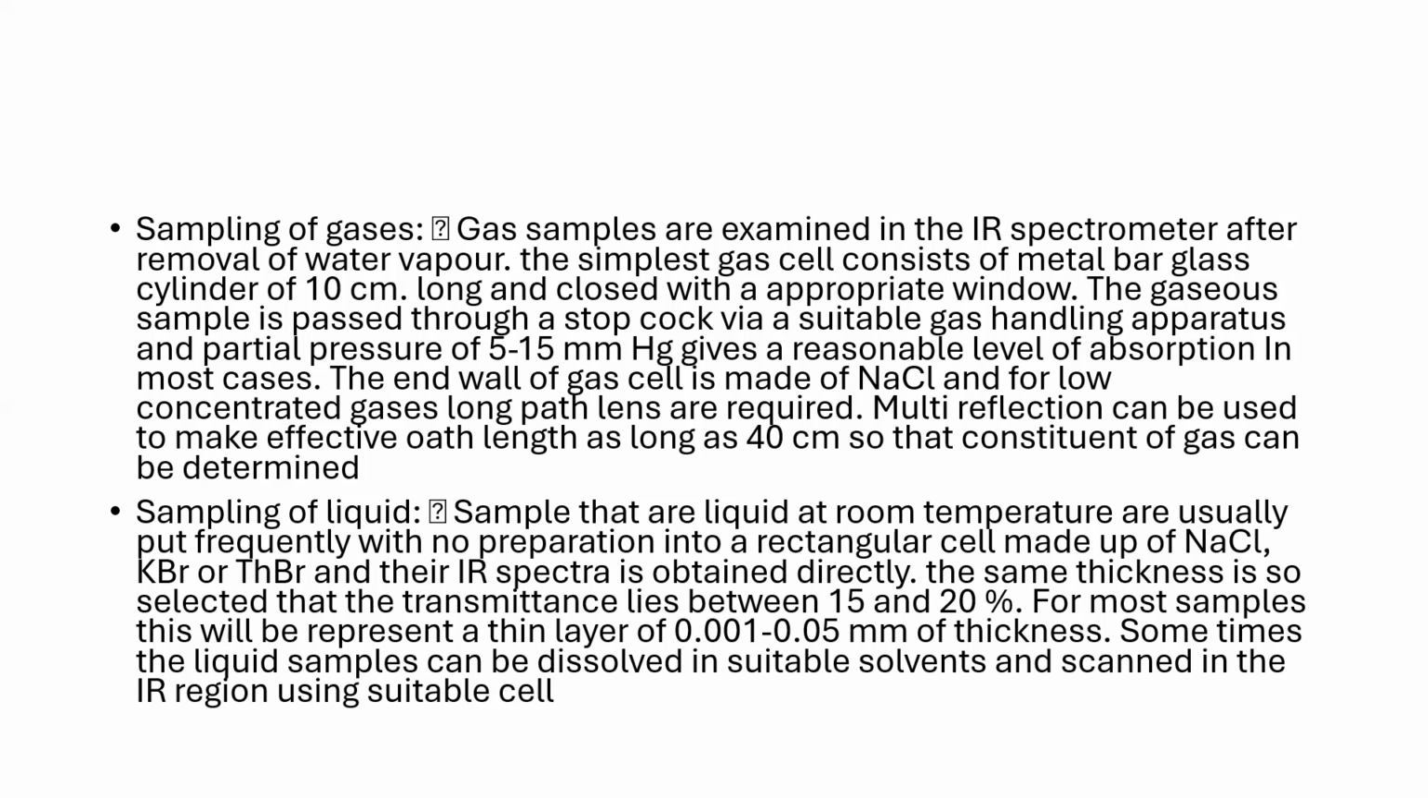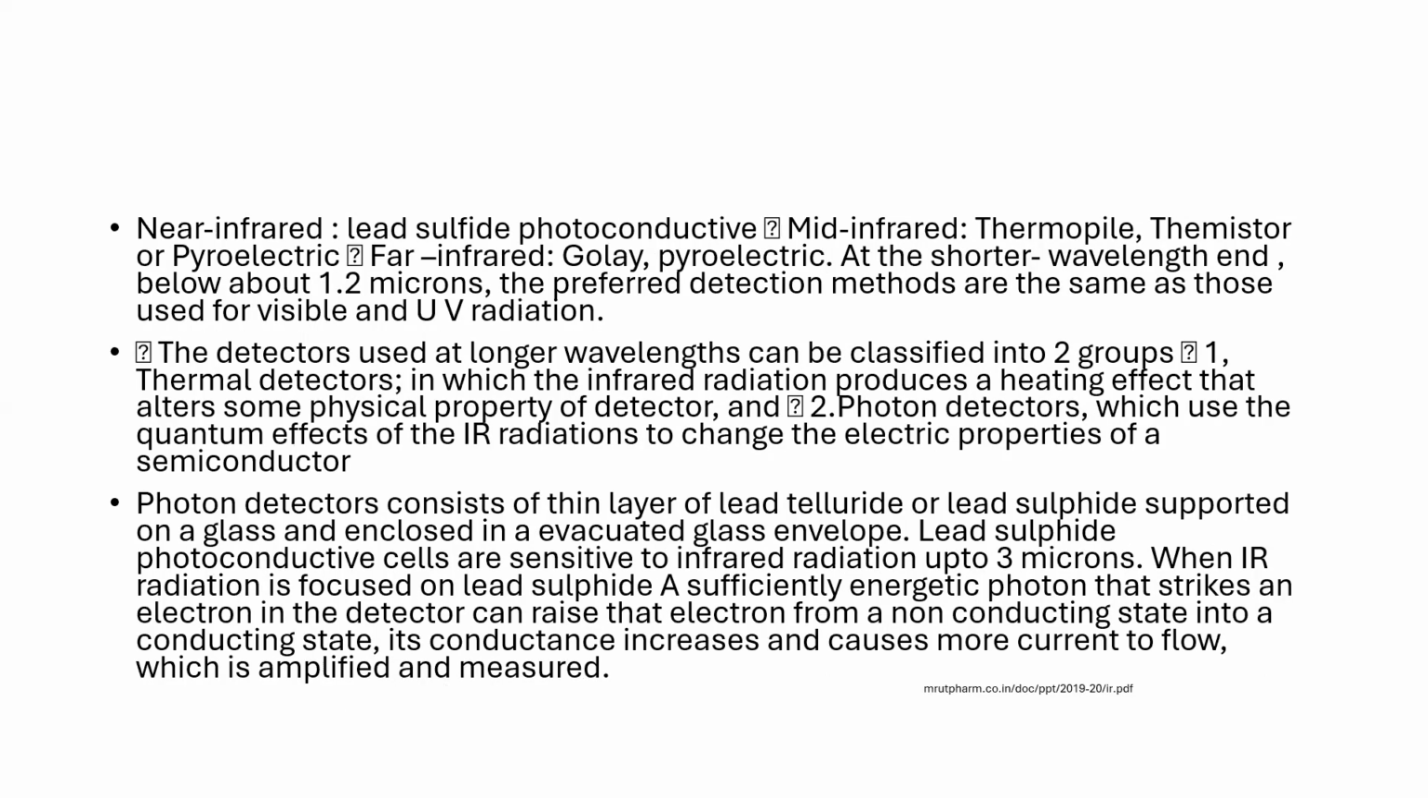If it is liquid, which is at room temperature, again you can keep it in a small rectangular cell. The cell itself is made up of NaCl or KBr or TlBr or cesium bromide, as we have seen earlier. So it is not glass, it is not plastic, but it is made up of such halide materials, right? KBr, TlBr, etc. So this is how sample preparation for IR spectra is to be done.